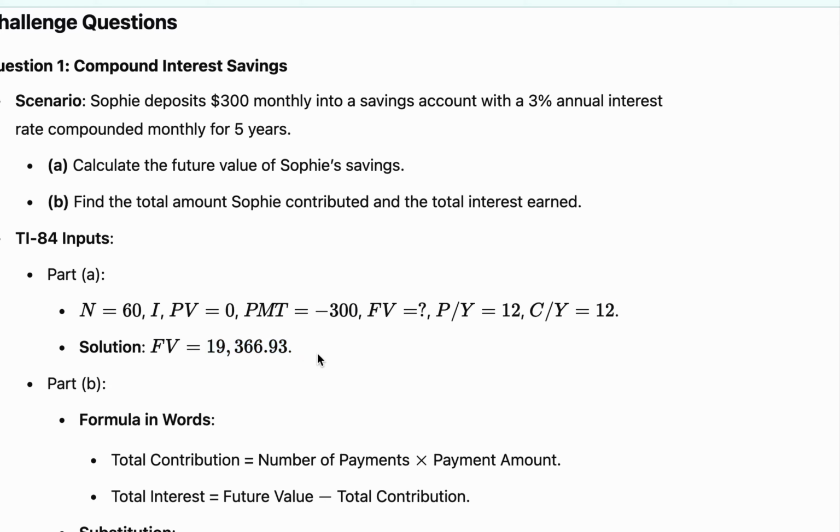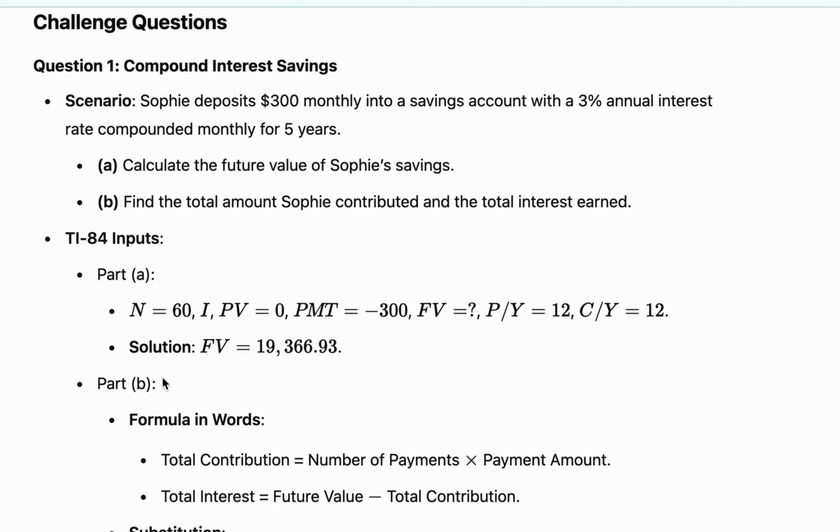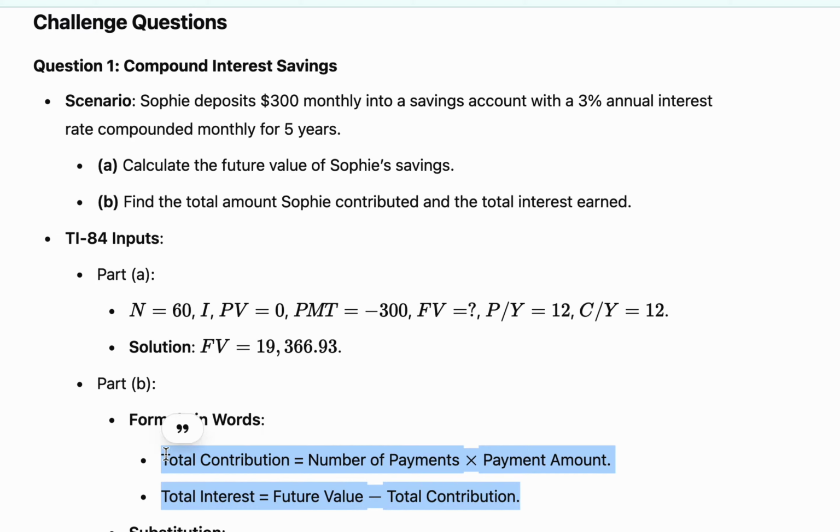Now, in this course, for the part B, you often want to use formulas which are not explicitly given to you in the exam. For example, find the total amount Sophie contributed and the total interest earned. So the amount she contributed, this is referred to by number of payments times payment amount. I would highly recommend you copy these 2 formulas down and memorise them. Or if you really get to understand finance, I would describe these as common sense formulas.